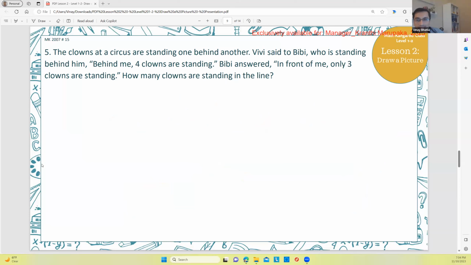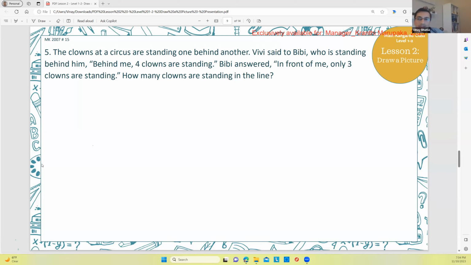Does anyone want to attempt it before we ask Neil to explain? Okay, Anshi, go ahead. Let's give it to Anshi. So Vivi said that there are 4 clowns behind her. Then Bibi said there are 3 clowns in front of him. So 4 plus 3 equals 7. There are 7 clowns in line.